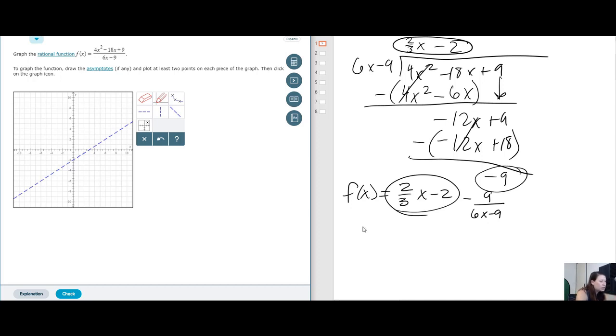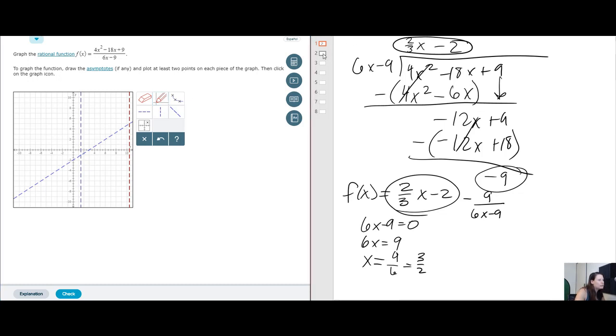Our vertical comes from 6x minus 9 equals 0, or 6x equals 9, x equals 9/6, or 3/2. So vertical happens at positive 3/2, so that is 1.5, so right there. And now we need to plot some points, right? So let's pick something like 2.